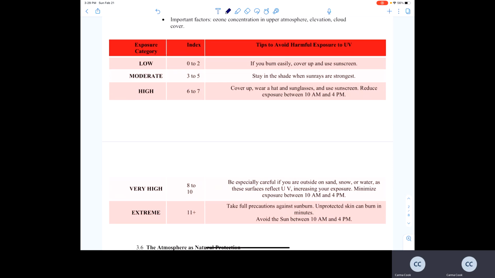So the exposure category of low has an index of 0 to 2. When the index is reading 0 to 2, if you burn easily, cover up any exposed areas and use sunscreen. Moderate exposure category, if the outside UV index is 3 to 5, stay in the shade when the sun rays are the strongest, like in the middle of the day. And then if it's 6 to 7, the high category, cover up, wear a hat, wear sunglasses, use sunscreen. And therefore, in the hottest, most intense periods of sun rays during the day, which is typically between 10 a.m. and 4 p.m., reduce the amount of time that you're outside during this time period.